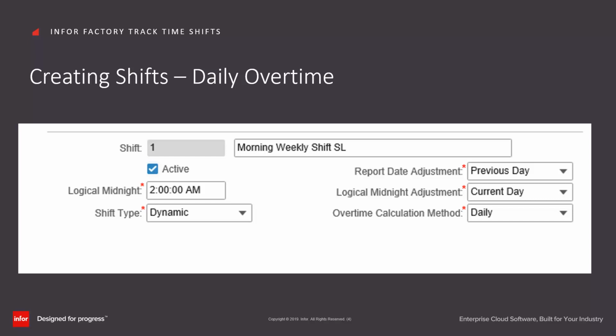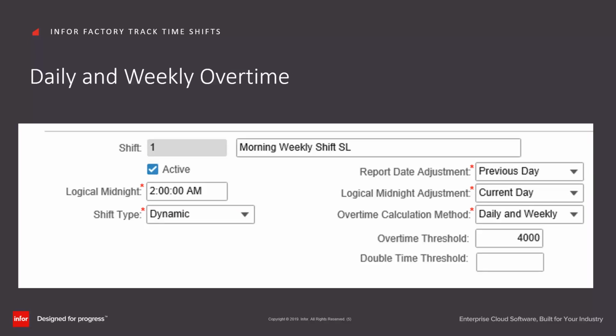The daily overtime method in a static shift grants overtime when an employee works outside of the normal shift hours, regardless of how many hours they worked in total. Daily and weekly works the same as the daily overtime method, except this method also includes a complete week component.